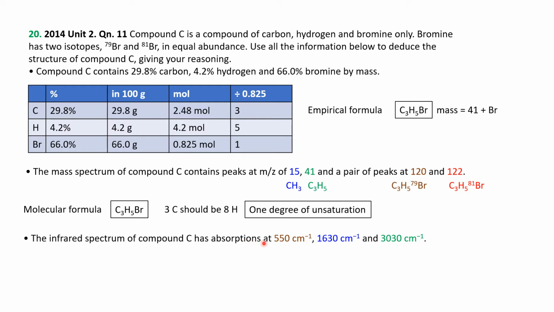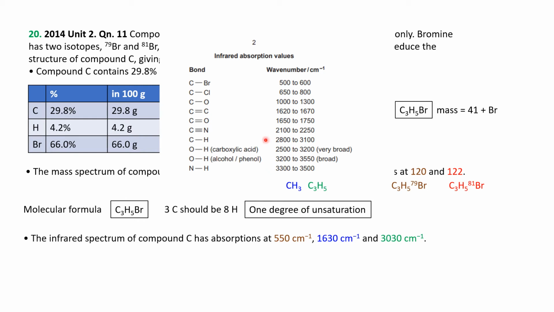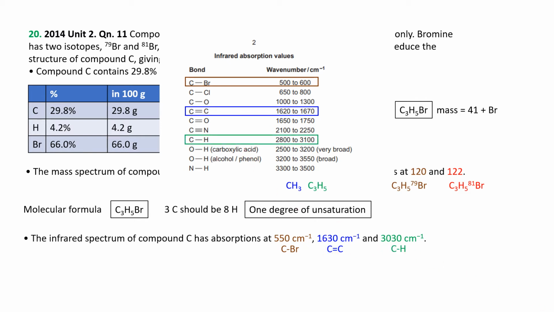The infrared spectrum has absorptions at 550, 1630 and 3030. Well, let's compare that to our data sheet here. 550 is probably the C-Br. 1630 is probably the unsaturated, the C double bond C, and 3030, well, that's going to be carbon-hydrogen. Okay, so we have an alkene in there. We have a carbon bonded to a bromine.